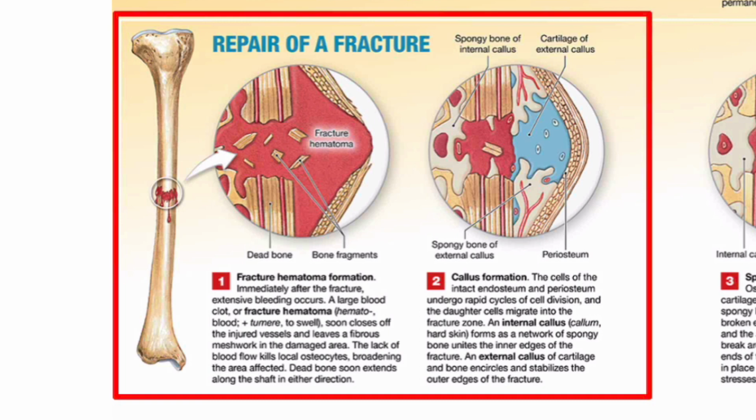The second major step in repair of a fracture is callus formation. The cells of the intact endosteum and periosteum undergo rapid cycles of cell division, and the daughter cells migrate into the fracture zone. An internal callus forms as a network of spongy bone unites the inner edges of the fracture. An external callus of cartilage and bone encircles and stabilizes the outer edges of the fracture.